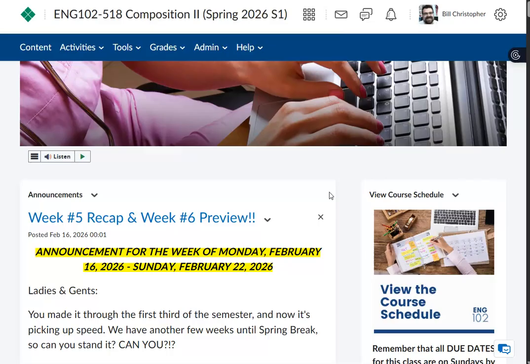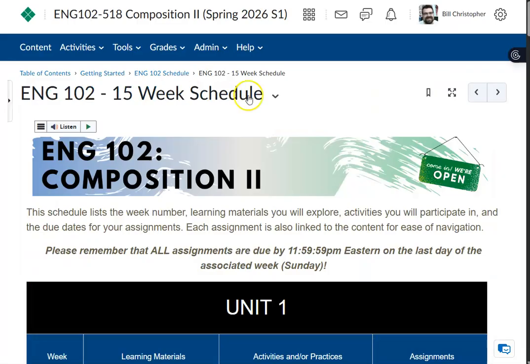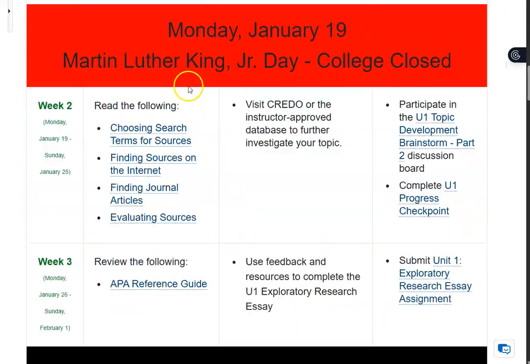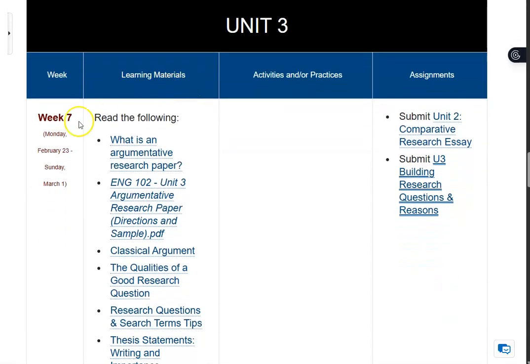Just so we're clear, I always like to point out the semester-long masterclass schedule over here on the right-hand side. So over here, we find it, we click on it, and boom, this page pops up. Honestly, at this point, everything's easy, right? We've already gone through Unit 1, we've already gone through Unit 2, and now here we are down in Unit 3, Week 7. Fantastic. We're starting Unit 3 this week.